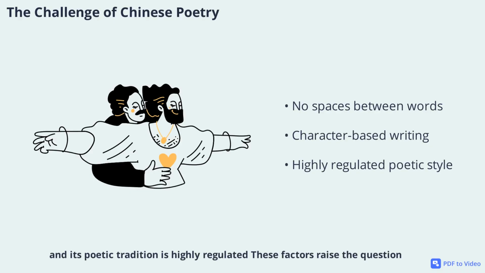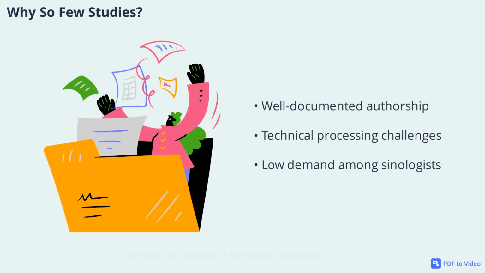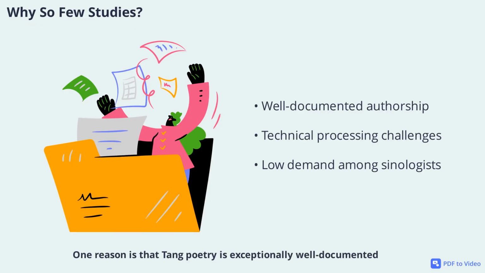These factors raise the question, can Burrows Delta, designed for alphabetic scripts, still accurately identify authorship in such a different linguistic environment? Despite its success in European languages, Burrows Delta hasn't been widely used by sinologists studying medieval Chinese poetry. Why? One reason is that Tang poetry is exceptionally well documented, with authorship rarely in doubt. The Chinese literary tradition valued authority and meticulous record-keeping, so there's less need for attribution tools.